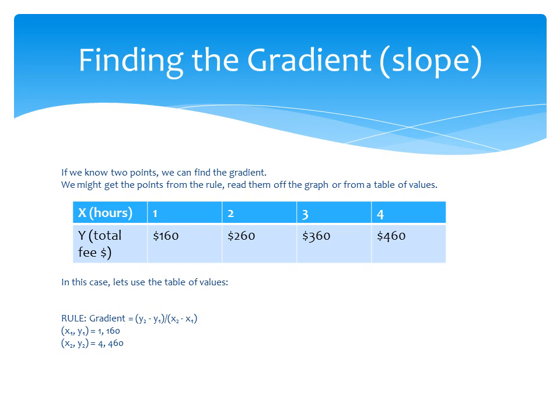The rule to find the gradient is this. It's y2 minus y1 divided by x2 minus x1. So let's have a look. That sounds a little bit complicated, but I think we'll be able to show how that works in practice. We need to start with 2 points. The first point I've got here is x equals 1, y equals 160. So that's point x1, y1 is (1, 160). The point x2, y2 is (4, 460). So they're the 2 points we've got.